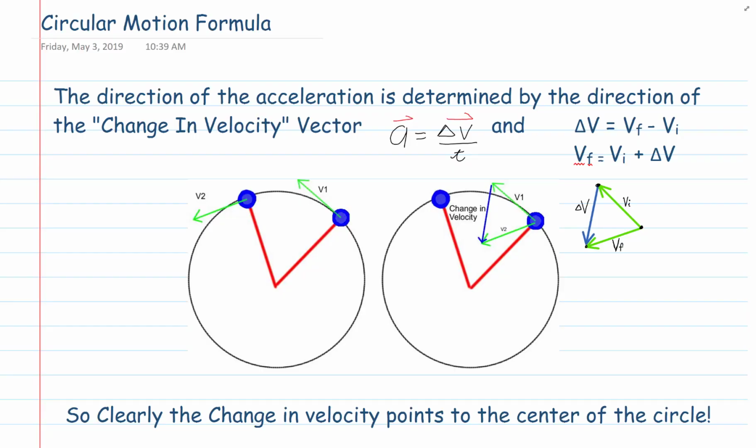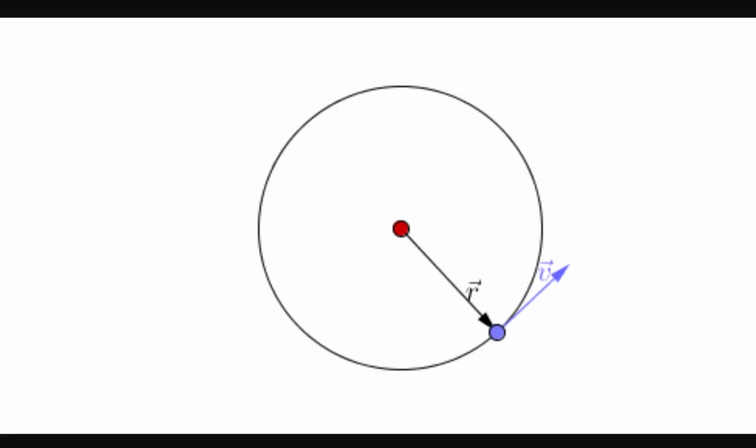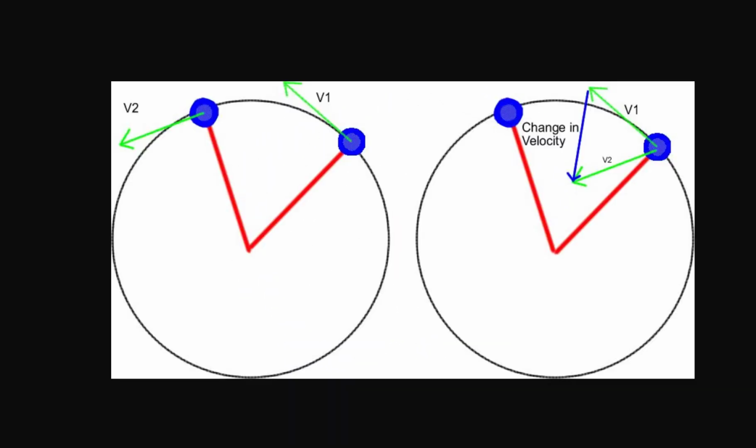Okay, the direction of the acceleration of circular motion. The direction of acceleration is determined by the change in velocity vector. When we have circular motion, it's like going around in a circle at a constant speed, at a constant distance from the center of the circle. At two different points in time, the velocities would look like that.